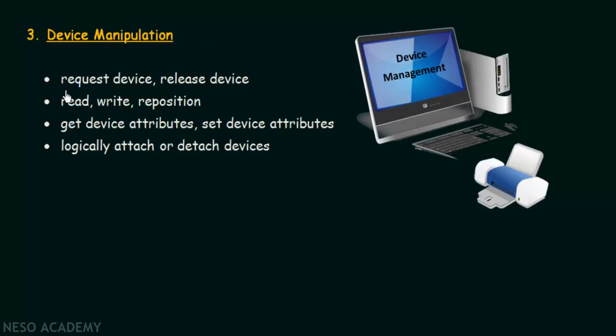For example, we have request device and release device. A process may need access to a certain device, so at that time it will need to request device. Request device is a system call, and after that particular process finishes using the device, that device has to be released. That is what we mean by release device. Then similarly we have the read, write and reposition, same as above. Then we also have get device attributes and set device attributes for getting and setting the device attributes.